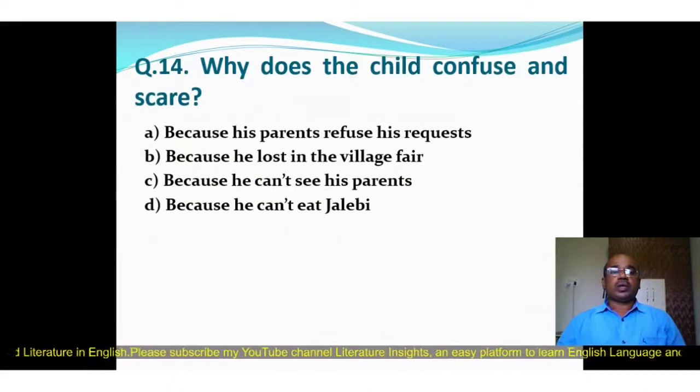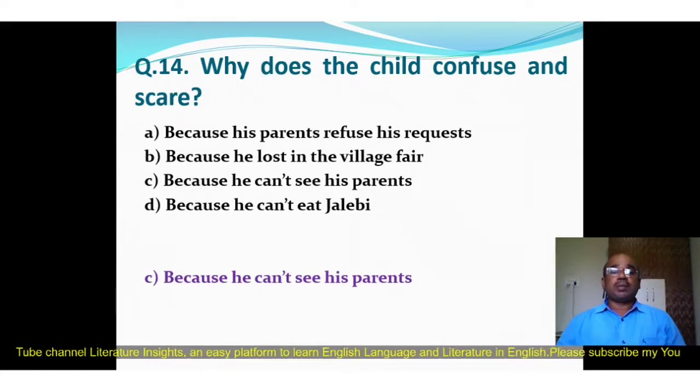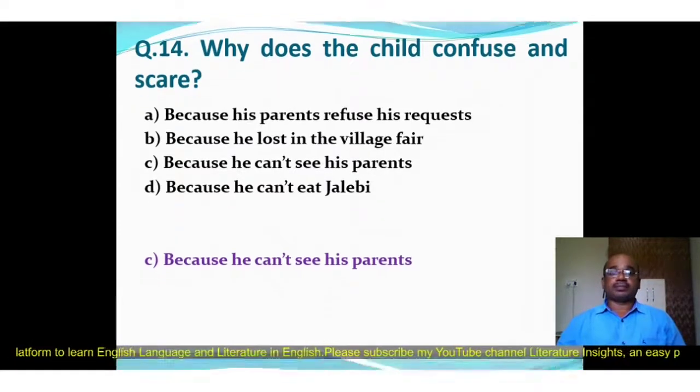Question number 14. Why does the child confuse and scare? A. Because his parents refuse his request. B. Because he lost in the village fair. C. Because he can't see his parents. D. Because he can't eat jalebi. The correct answer is C. Because he can't see his parents. The child confuses and scares because he can't see his parents in the fair.